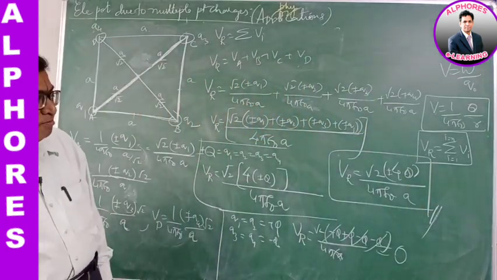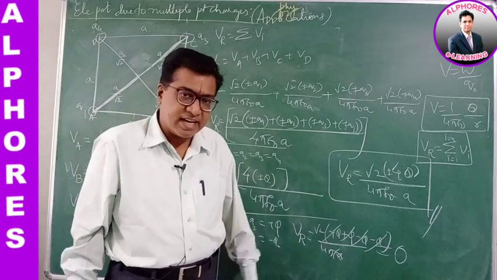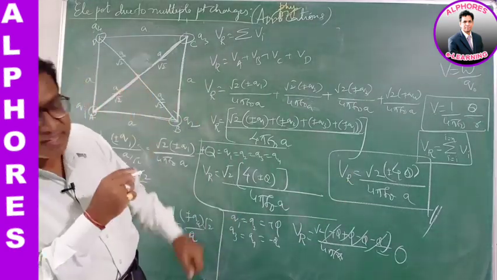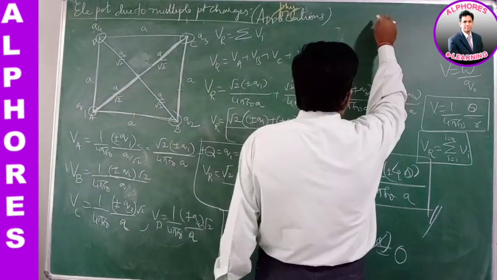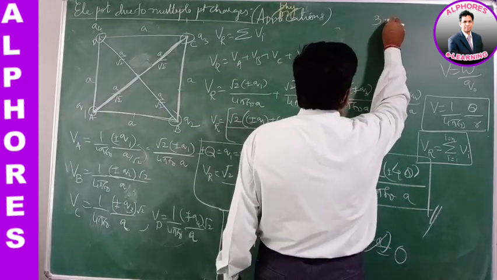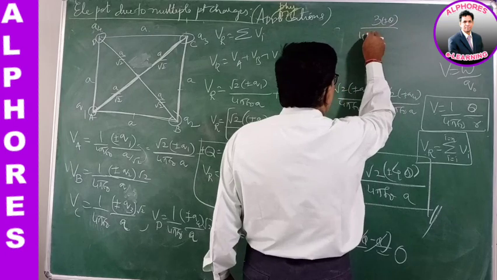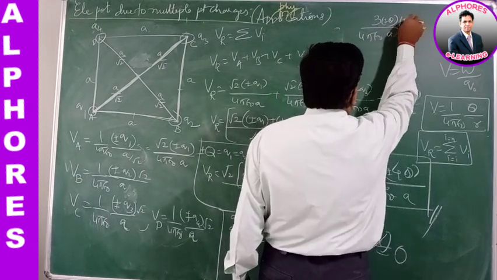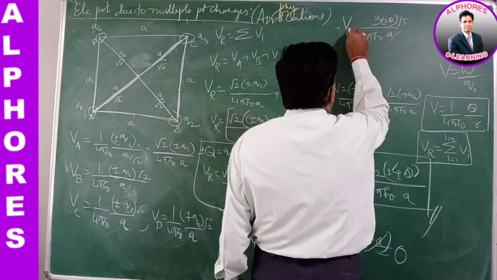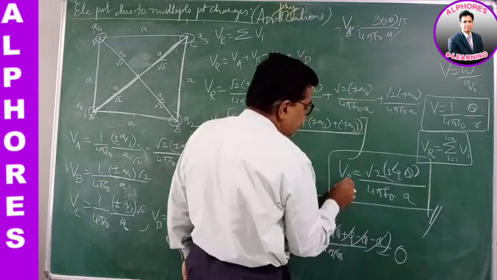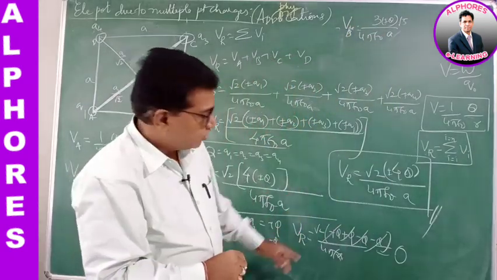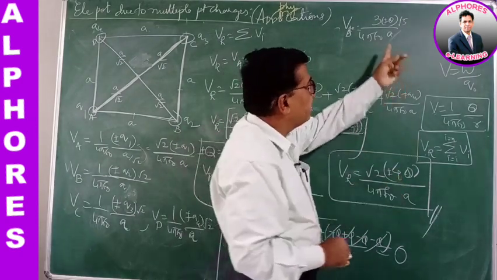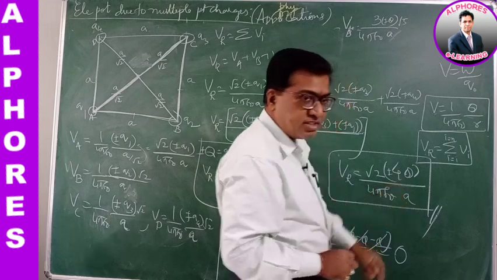Very good question. So from this, what do you understand? Earlier, we also took three equal charges on the vertices of an equilateral triangle. We got 3 plus or minus q by 4 pi epsilon naught. The distance was A by root 3, so I took root 3. This was the potential at the center of the triangle. This is the center of the square. So 4 pi epsilon naught A is common. If there are 3 charges, it is 3q. If there are 4 charges, 4q.